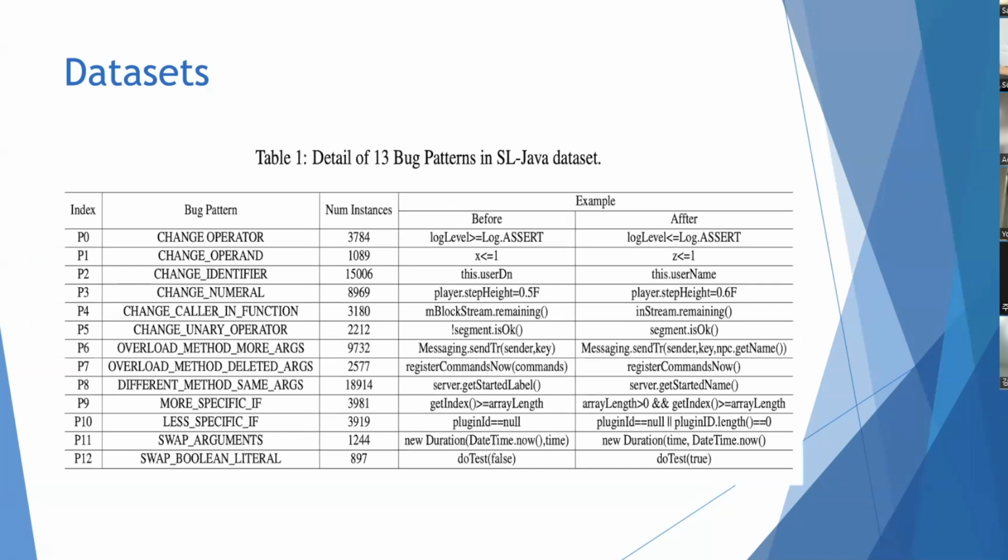So they have selected these 13 bug patterns in the single line Java dataset. Out of which they have said that the change identifier appears to be the most common mistake, whereas the swap boolean literal appears to be the least committed mistake by the user.